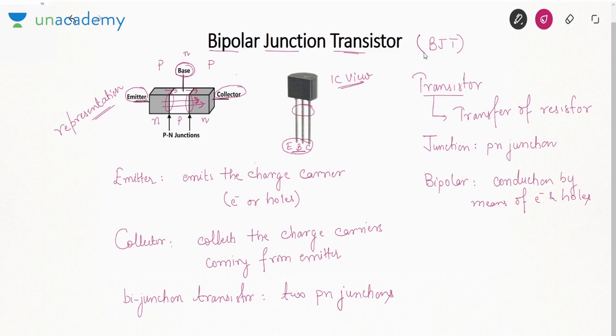So BJT has three terminals. Which are the three terminals? Emitter, base and collector. BJT is called a bipolar device because conduction is due to both electrons and holes, and there are two p-n junctions. That is why it is also called a bijunction transistor.